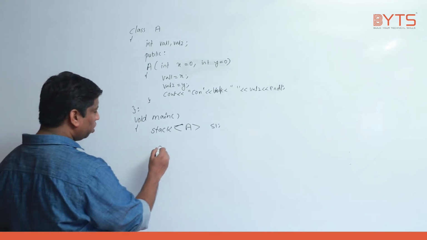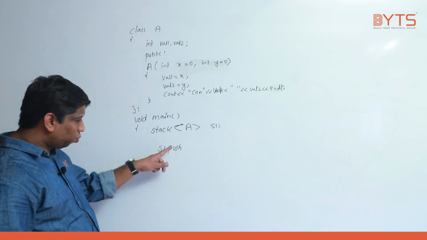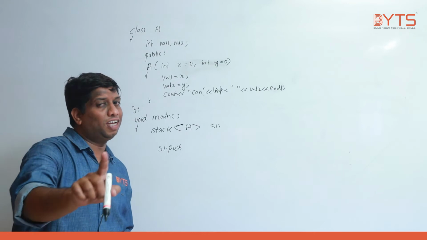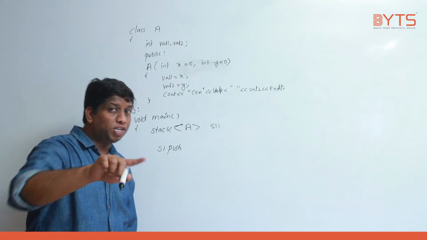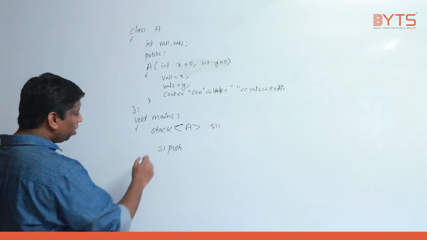Now what am I trying to do? s1.push. Whenever I write s1.push, push can push objects of type A, but there is no object. That is the reason I should create one object, right? How do I create an object?